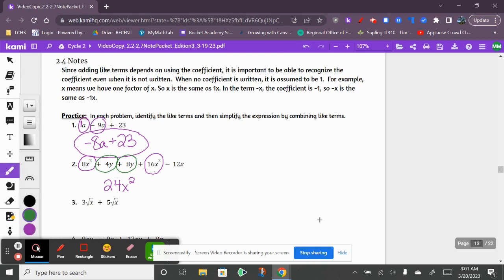Then we want to add the y terms. So we have 4y plus 8y. So that would give us 12y. And then we're just going to include the minus 12x after.